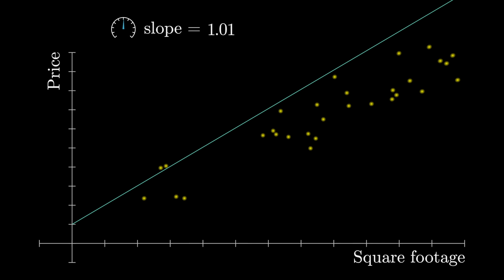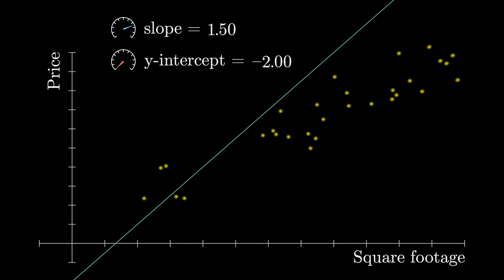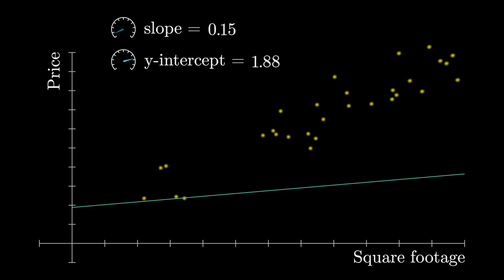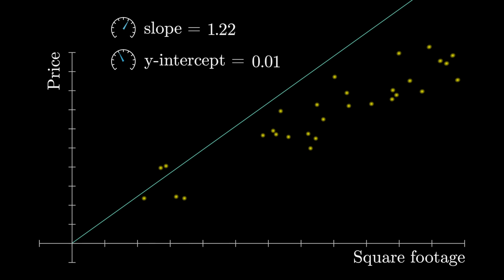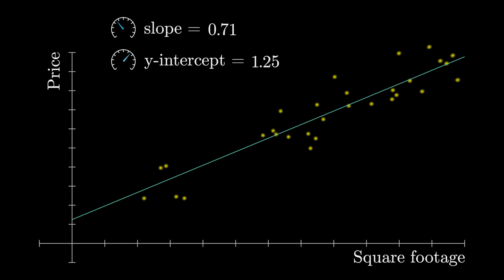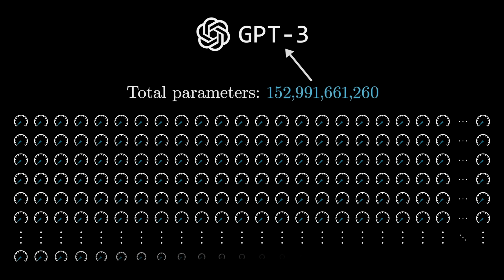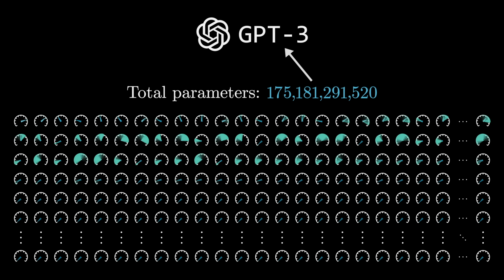That line is described by two continuous parameters, say the slope and the y-intercept, and the goal of linear regression is to determine those parameters to closely match the data. Needless to say, deep learning models get much more complicated. GPT-3, for example, has not 2, but 175 billion parameters.